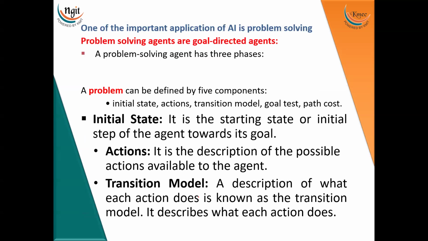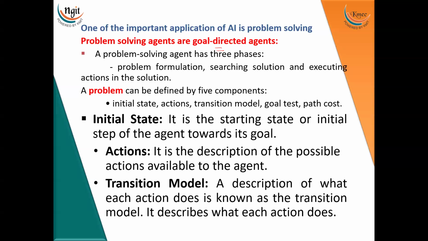And one of the important applications of AI is problem solving. These problem solving agents are also called goal directed agents. A problem solving agent has three phases, that is problem formulation, searching for a solution, and executing actions in the possible solution. And a problem can be defined by mainly five components, that is initial state, actions, transition model, goal test, and the path cost.